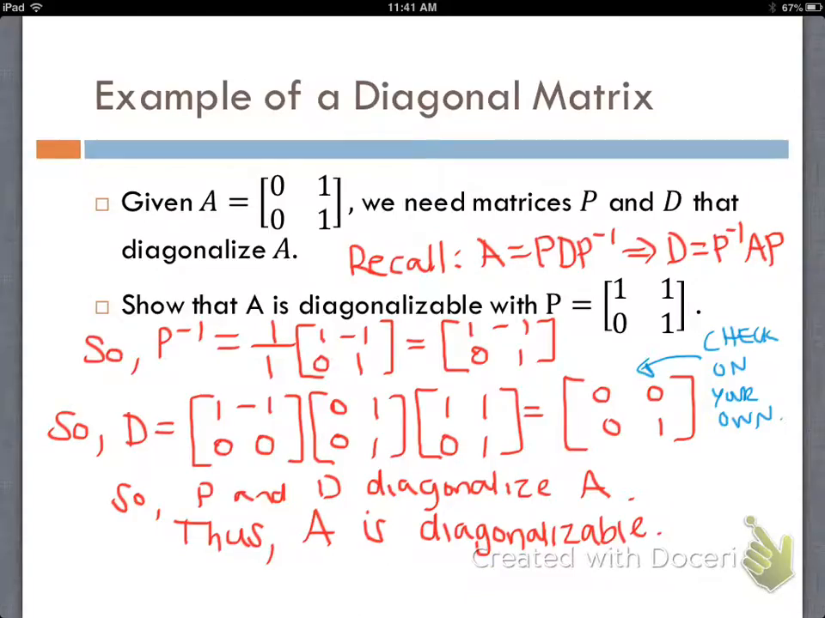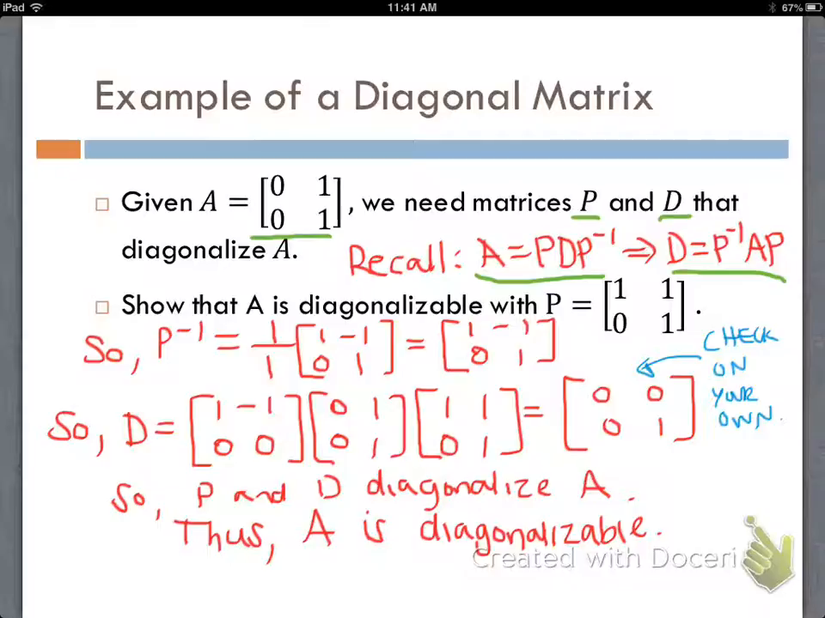All right, only a few more things, and we're going to get into the heart of what's going on. So let's say we're given some matrix A, right? We need matrices P and D that diagonalize A. Okay, so again, recall A is equal to P times D times P inverse, which is the same as D is equal to P inverse times A times P.